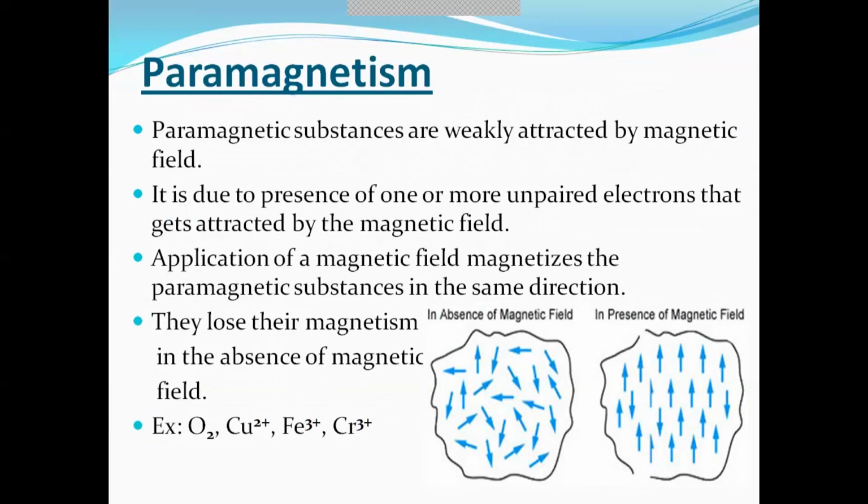Paramagnetism is shown due to the presence of one or more unpaired electrons in the atom. It is a temporary magnet. By applying an external magnetic field, it is weakly attracted. By removing the external magnetic field, it regains its original nature.